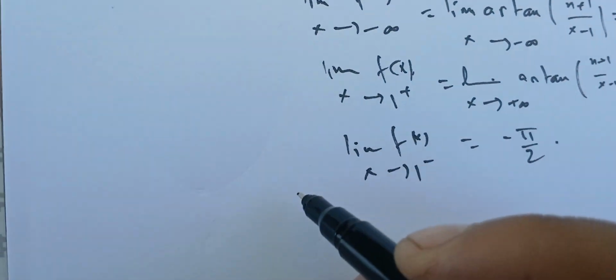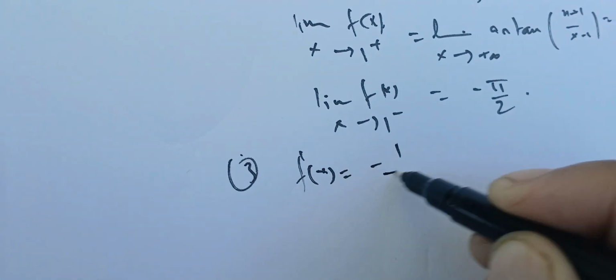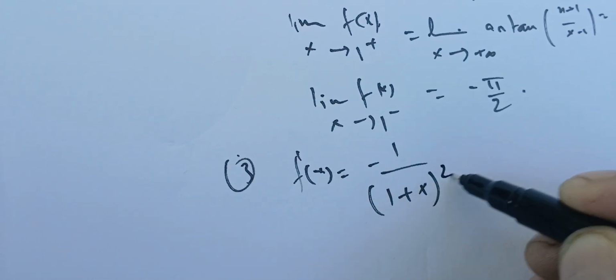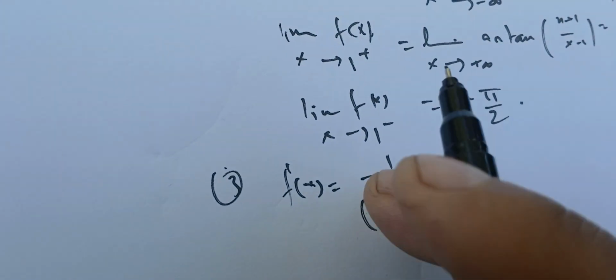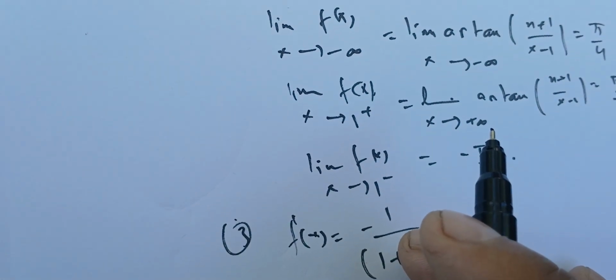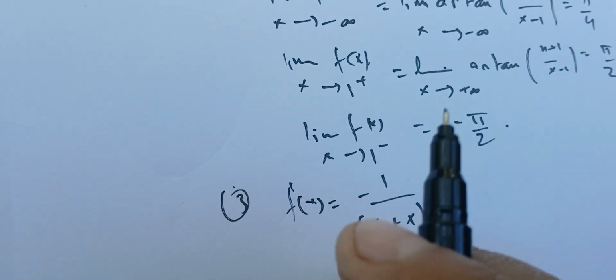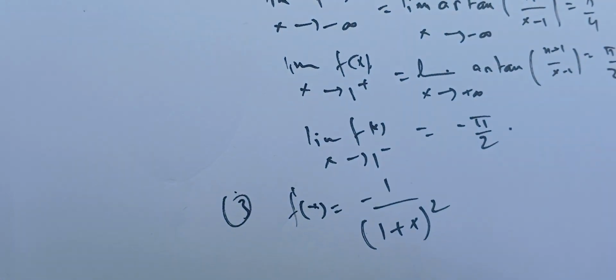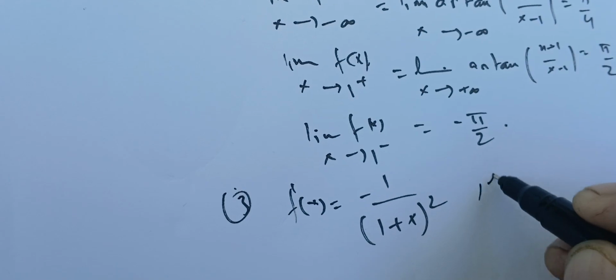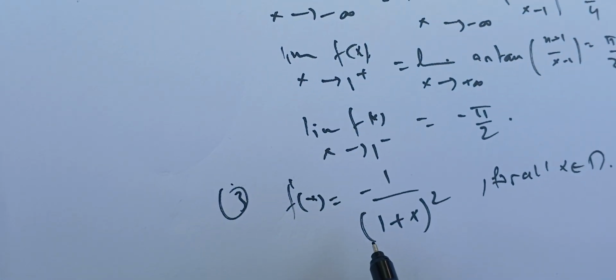Next, the derivative. Here, f prime of x is going to be minus 1 over (1 plus x squared). You can use the chain rule and the derivative of the arctangent to arrive at this. And this means that my function is decreasing everywhere. For all x in my domain, my function is going to be decreasing.